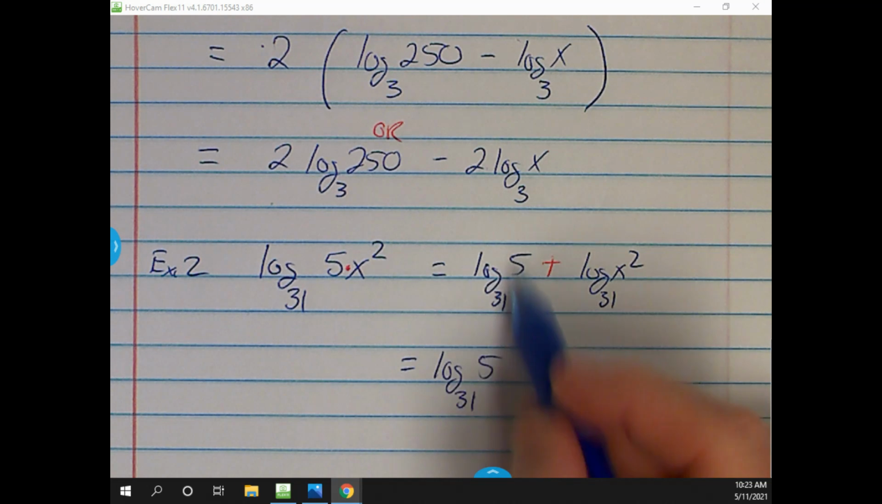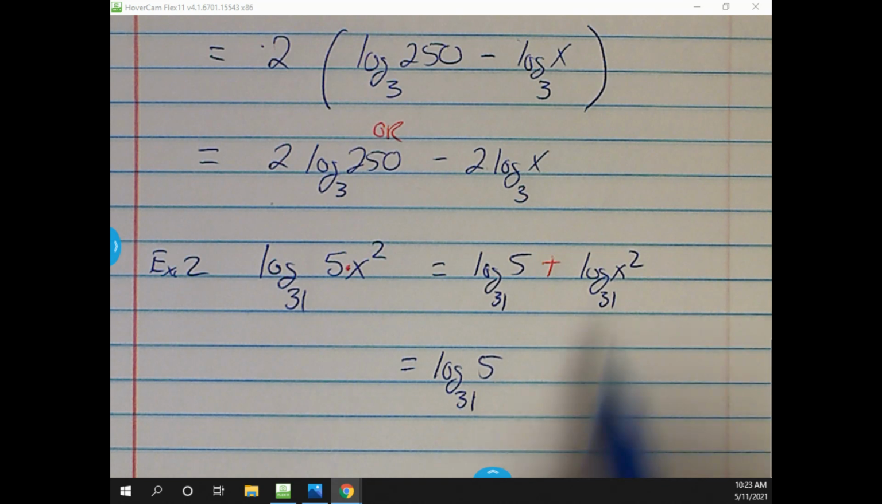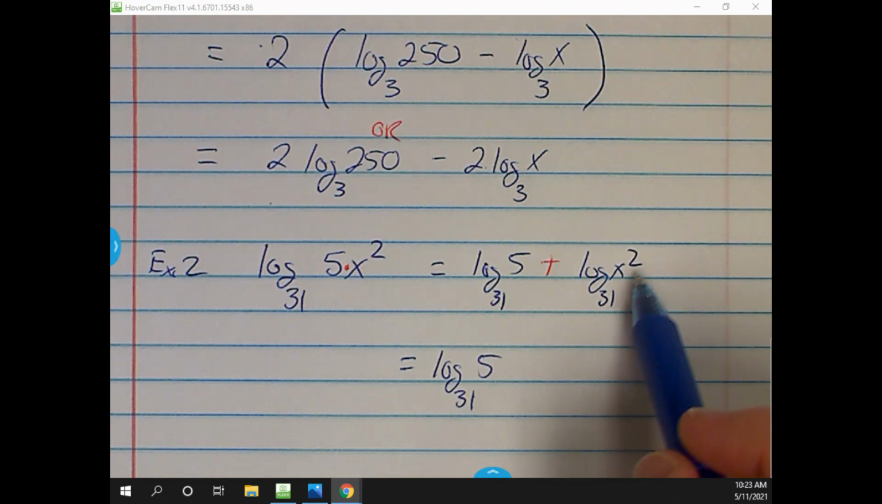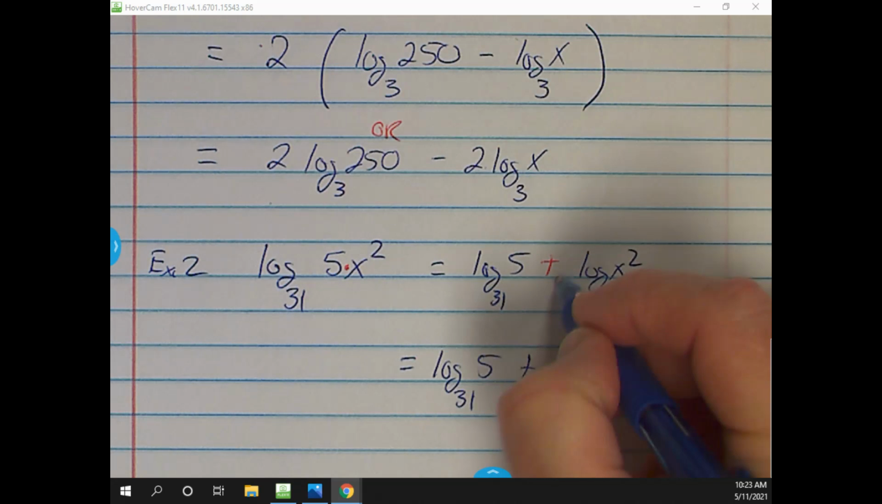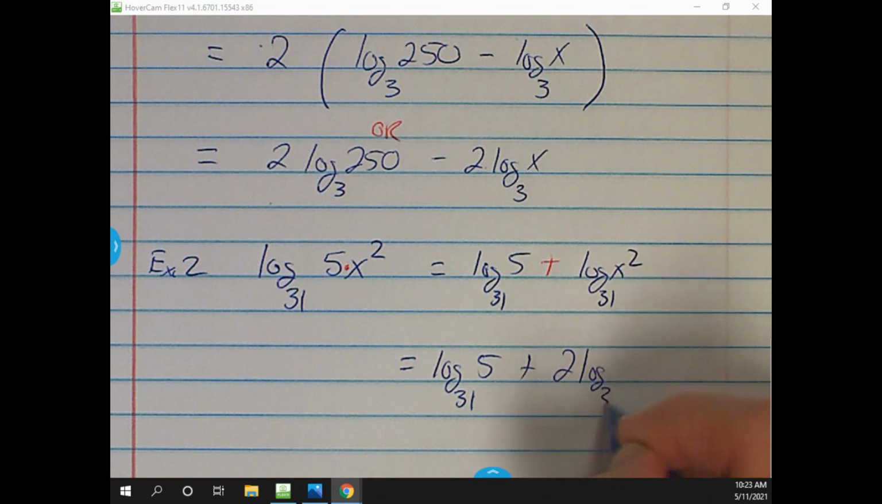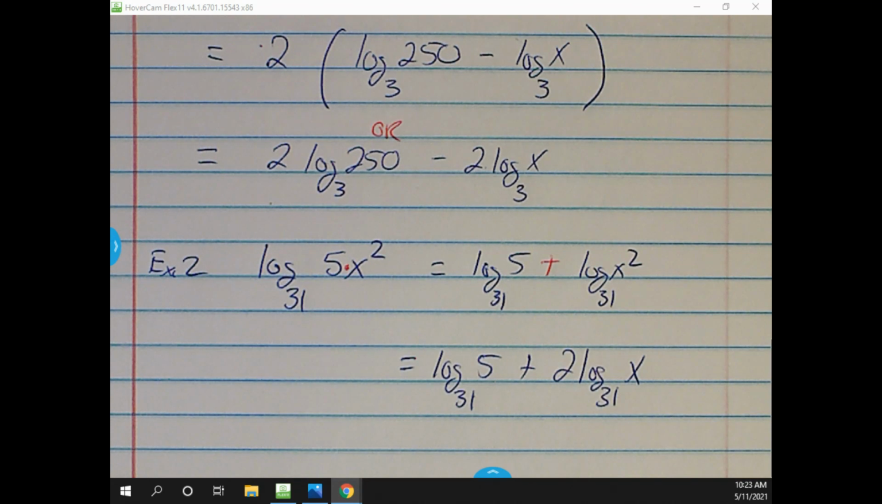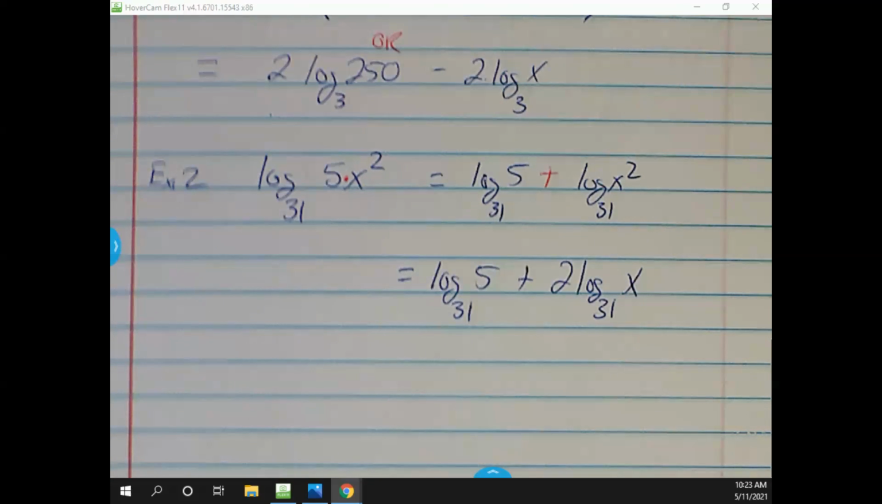Okay, this one's good because there's nothing else you can do to simplify that one. This one, though, you've got the power that's here. So we can take that 2 that's in the power, move it out in front of the log expression. So it would be 2 times the log of x base 31 and then the log of 5 base 31.